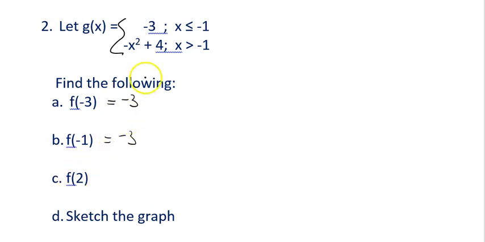When I get to f of 2, 2 is greater than -1, so I actually have a formula to plug into. So I'm going to plug in -2 squared plus 4. That'll be a -4 plus a +4, which gives me a 0 for that one.